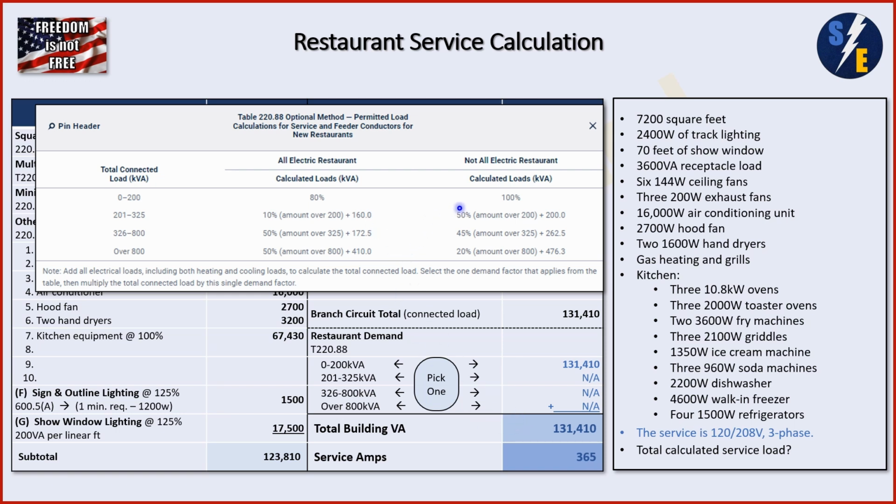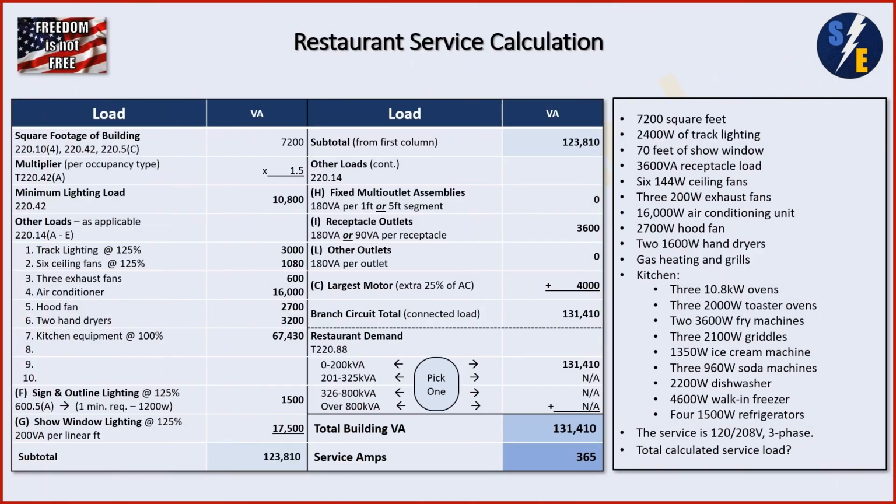Now if it was not electric, like ours, it'd be 50% times the amount over 200. So that'd be 25, right? 50% of 50 is 25 plus 200, so that'd be 225 kVA. So it's really that simple. It's a very easy table to use. Okay, and so here is the whole calculation all in one shot, so you can see it from start to finish. We come up with a total of 365 amps for our service.